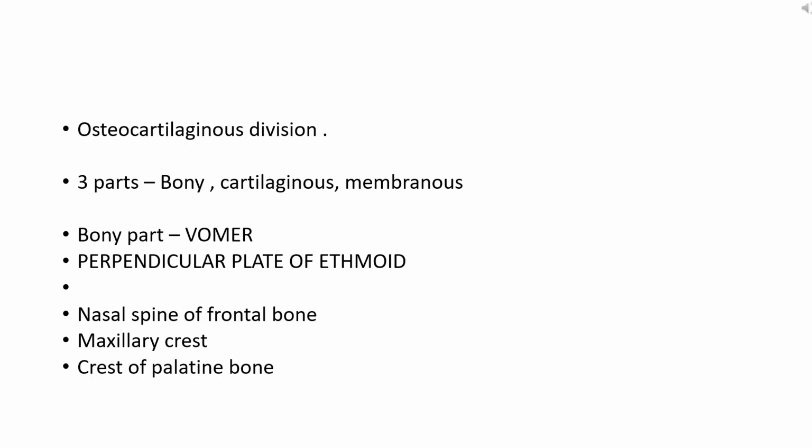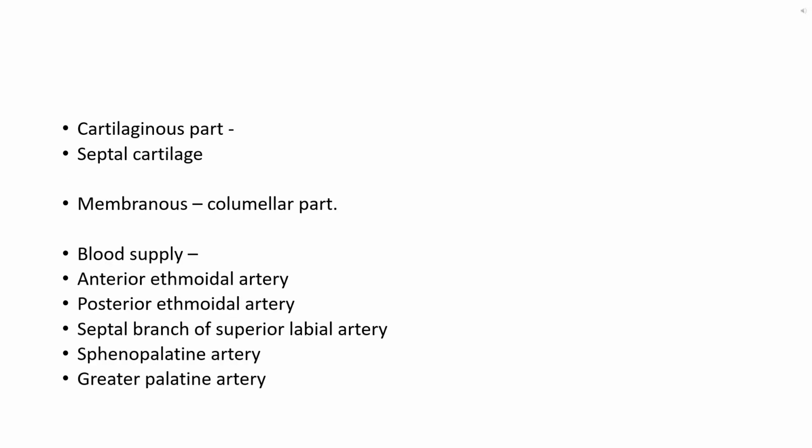Next is the cartilaginous part. The cartilaginous part is made up of septal cartilage, also known as quadrangular cartilage. Third is the membranous part. It is the skin lined portion of the nasal septum. It is also known as columella.